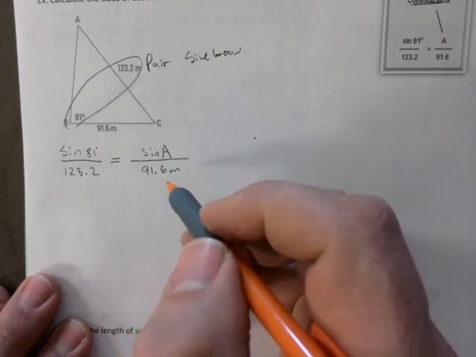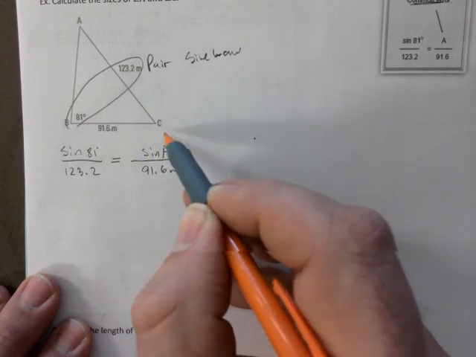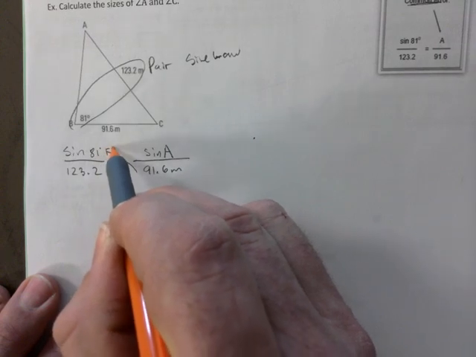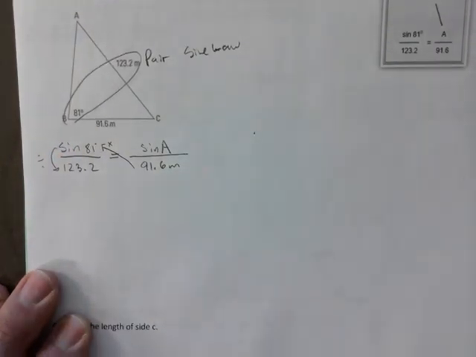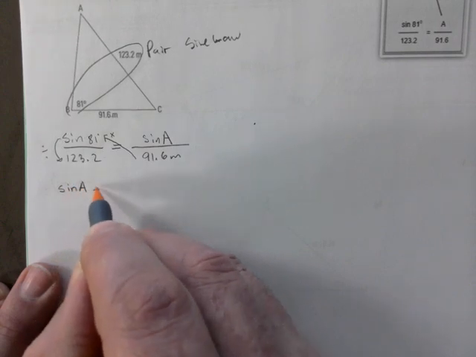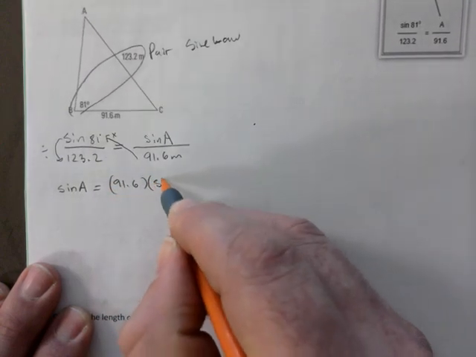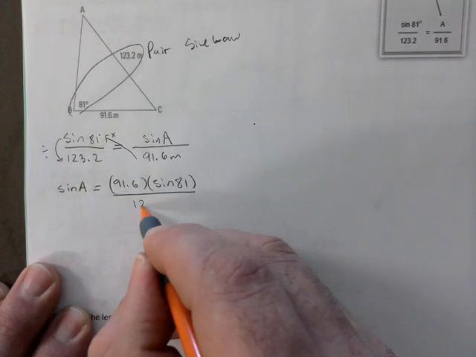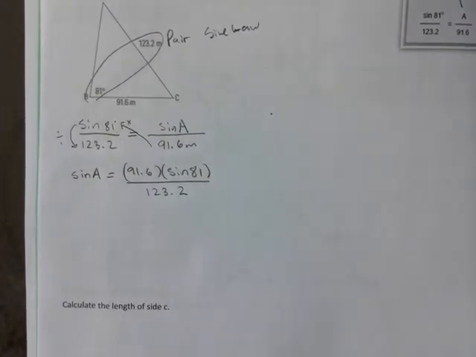Mr. Dirksen, there's no X or side there. There's that annoying sine there. Yeah. For now, you treat that as your variable. So how do you cross multiply? You cross multiply this way and then you divide going down. That's how it's going to be a little different, but not by much. So watch this. Sine of A is 91.6 times sine of 81 divided by 123.2. This is going to have one extra line in it if you do it right.